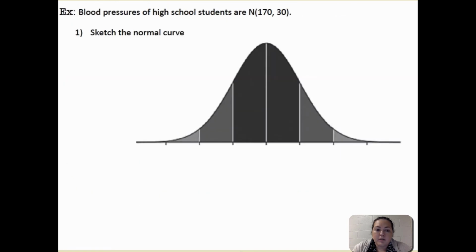All right. Blood pressure of high school students are normally distributed with a mean of 170 and a standard deviation of 30. Sketch the normal curve. So the mean is 170, that's going to go in the middle. The standard deviation is 30, so I'm going to add 30 each time for each standard deviation above. And I'm going to subtract 30 each time for each standard deviation below the mean.